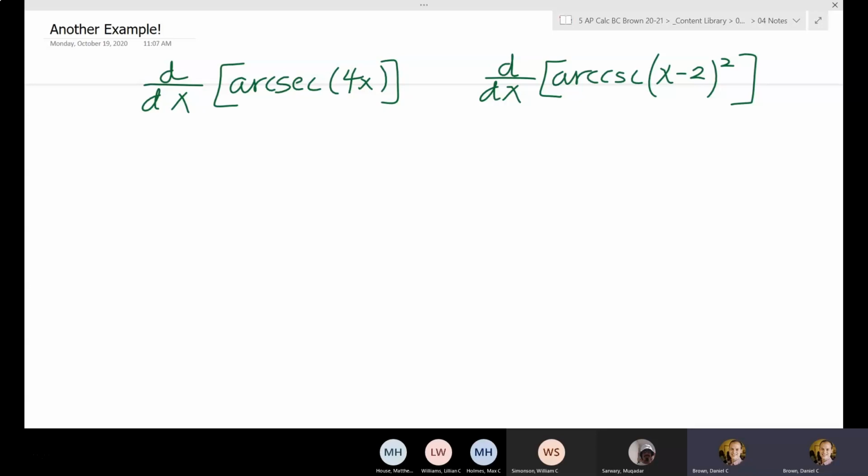Try those two. So I have the arc secant of 4x and then the arc cosecant of x minus 2 squared.